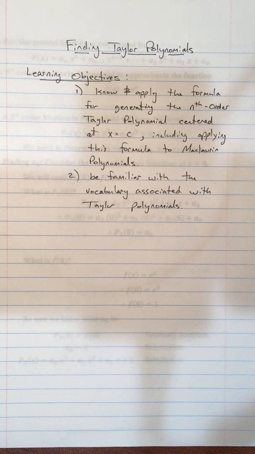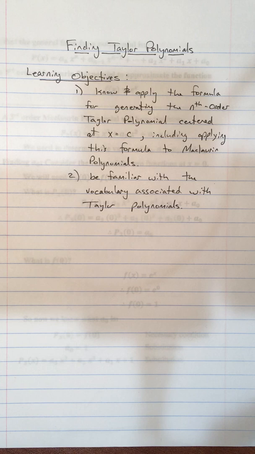Okay, this video is about how to find a Taylor polynomial. We have two learning objectives. The first one is a mouthful, but really the first one is the primary focus of the video: be able to generate a Taylor polynomial. To do that, I'm going to be providing a formula in this video, so you'll need to know the formula and be able to apply it.